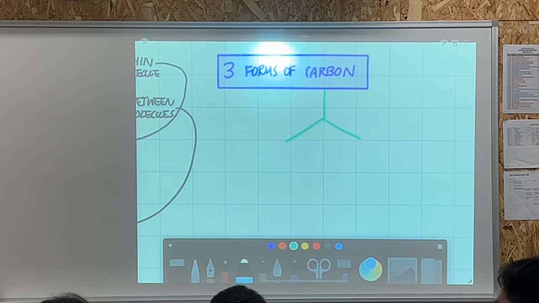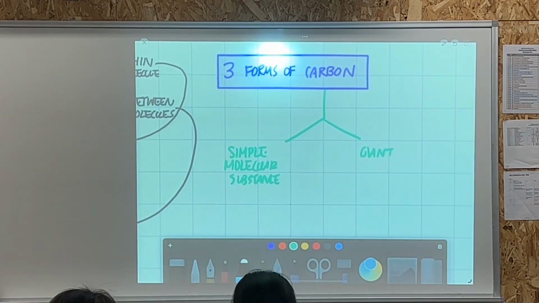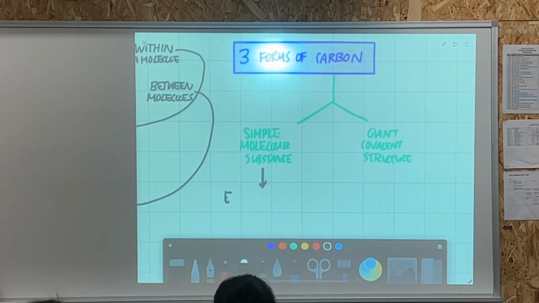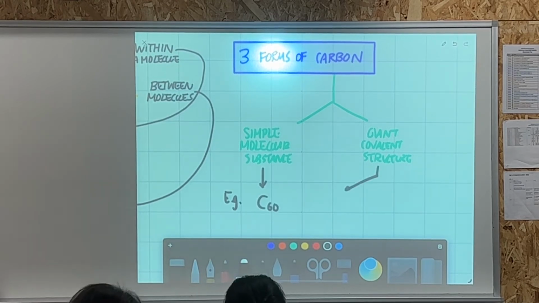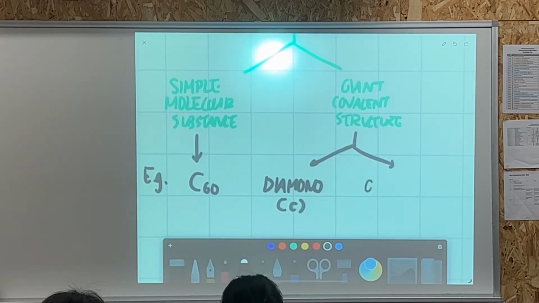So you can put down: carbon can be either a simple molecular substance or a giant covalent structure. Under simple molecular substance, you have the example C60 only. You don't have any other. And then under giant covalent structure, you have the 2. You have diamond. If you really must write the formula for diamond, it is C, with an infinite, uncountable number of carbon. And then you have graphite, which is also C.